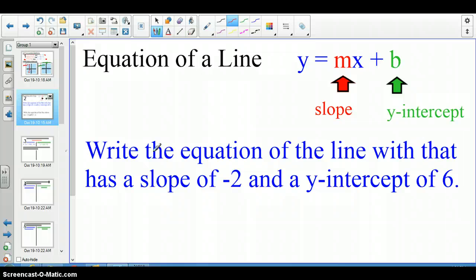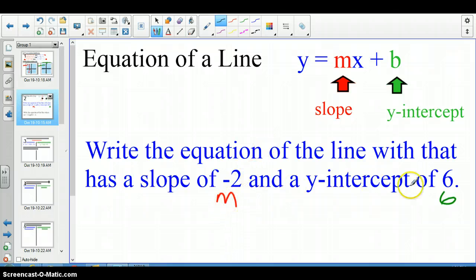Now if we look at this next slide, equation of a line. Y equals mx plus b, slope-intercept form. My m is my slope, my b is my y-intercept. So now if they give us a problem that says write the equation of the line that has a slope of -2, that's our m, and a y-intercept of 6. All we have to do is plug those numbers in for m and for b.